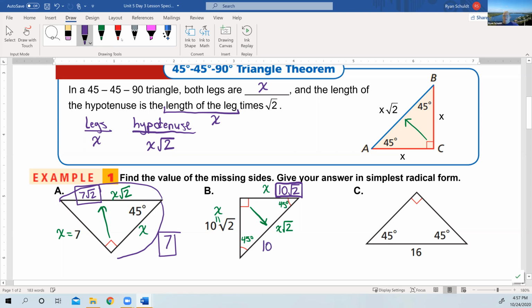Down here, I'm going to have to do 10 square roots of 2 times the square root of 2. Remember, this whole thing here is our x. And then we just bring down our square root of 2. Well, what does this equal? 10 square roots of 2 times the square root of 2. That's like saying 10 times 2, which is just 20. So this side is 20. So we have 10 square roots of 2 and 20. Those are our two sides that are missing.